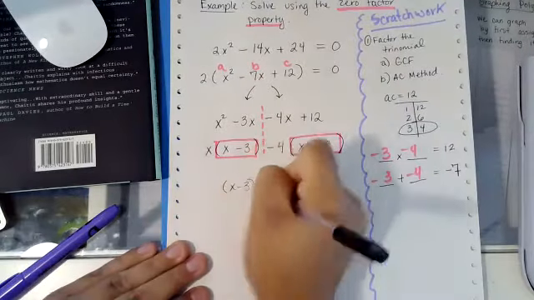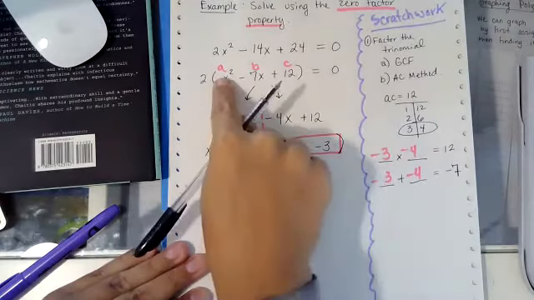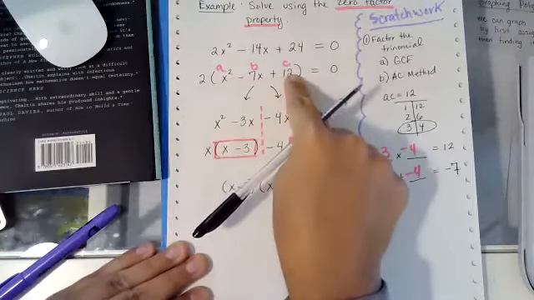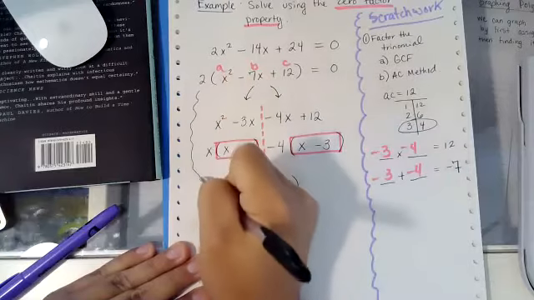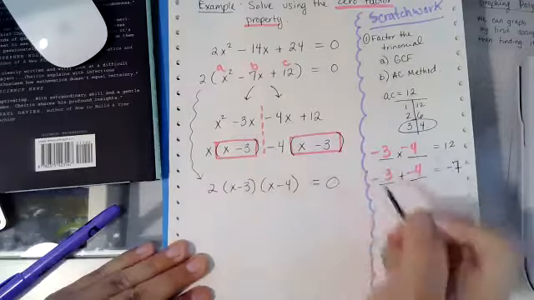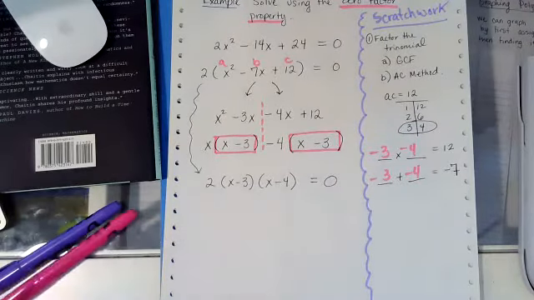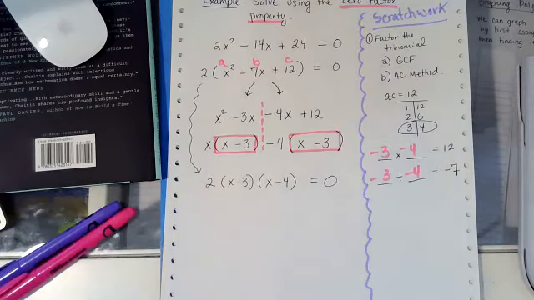X minus 3 times x minus 4 is the factorization of this trinomial. You just have to remember to bring the 2 down. And that's equal to 0 now. So I factored my quadratic equation. I'm going to give you guys a little bit of time to catch up with the writing, but also to emotionally catch up a little bit.